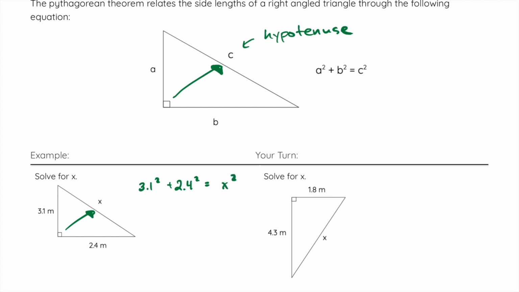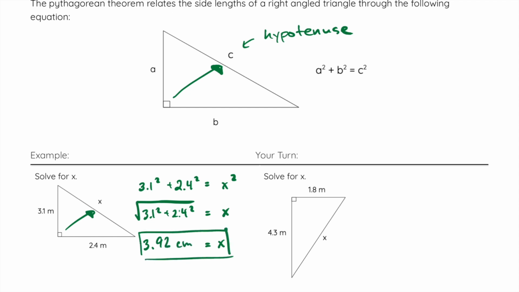And to solve for x, we're going to take the square root of both sides. So we would end up with x being the square root of 3.1 squared plus 2.4 squared. We would plug this into our calculators, and we get an answer of 3.92 centimeters. So that's our final answer. So what you should do now is pause the video and answer the question to the right.